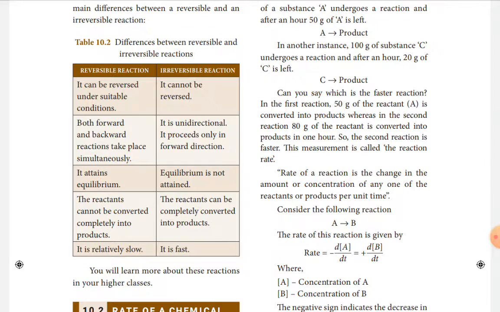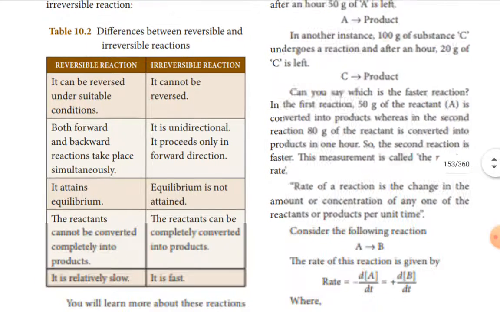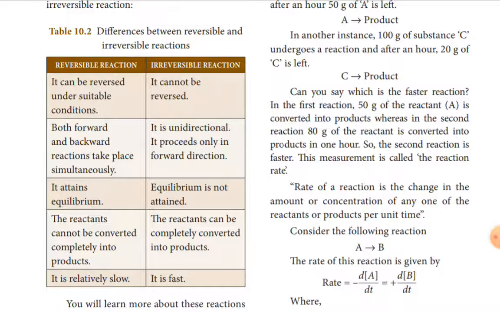For example, see, a reversible reaction can be reversed only under suitable conditions. The condition is very, very essential. An irreversible reaction cannot be reversed. The product cannot be recombined to give the reactant. In a reversible reaction, both forward and backward reactions take place simultaneously at the same time, so it goes in either direction. In an irreversible reaction, it proceeds only in the forward direction.